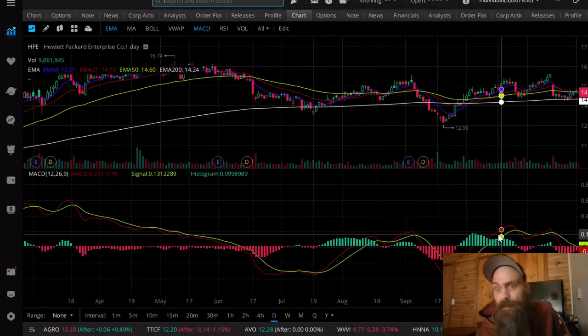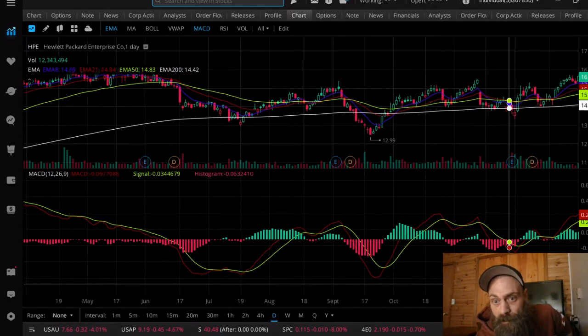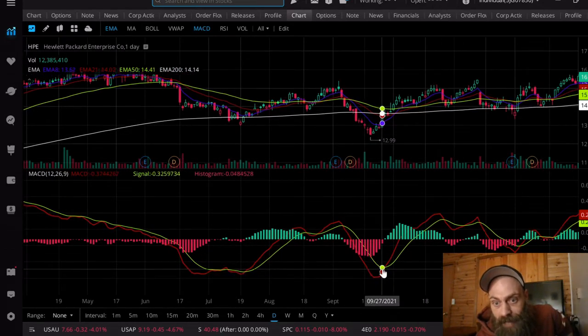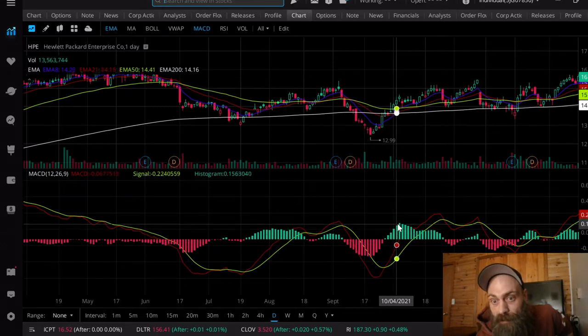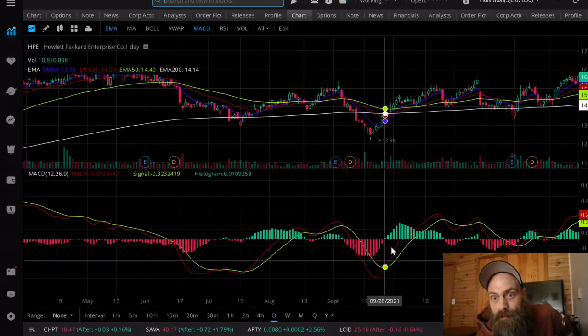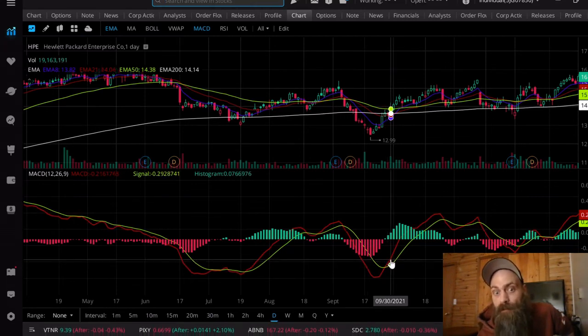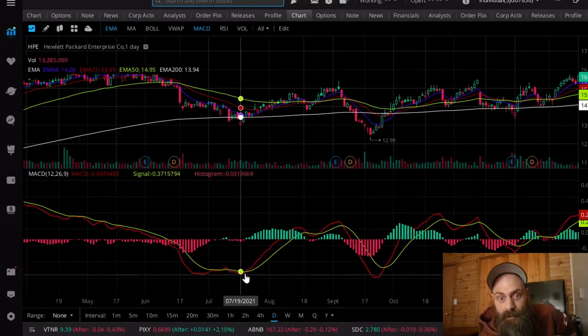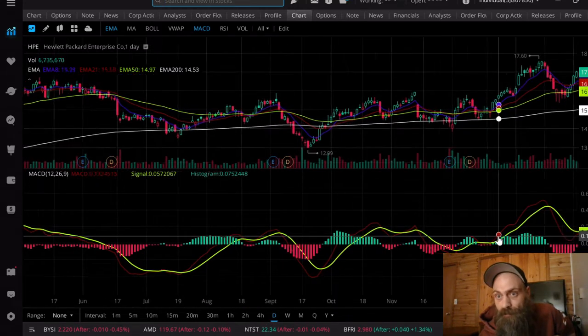So let's look at a couple of those situations here. And see, this is one that I really like here. Let me show you this. See how fast this shot up? And it's just moving away, and our histogram bars are getting bigger. This is where you might want to take a position in here when it's got that really sharp move up. Here it didn't. You see, it didn't have that sharp move up. So it's something to watch for.